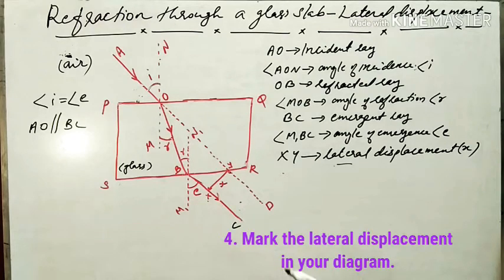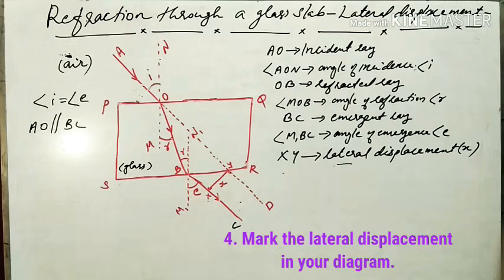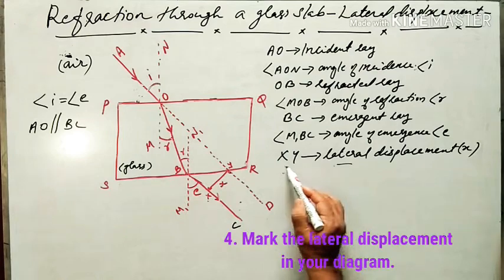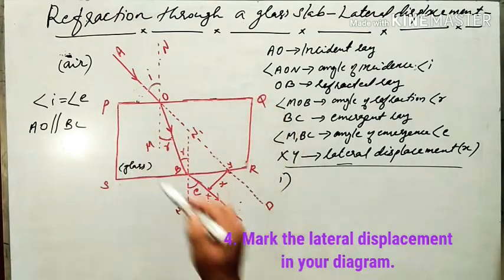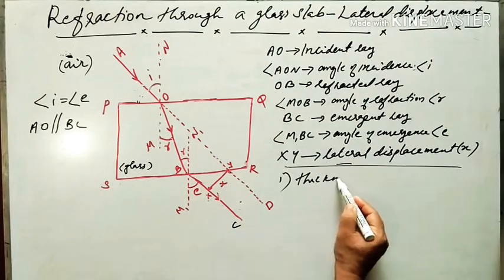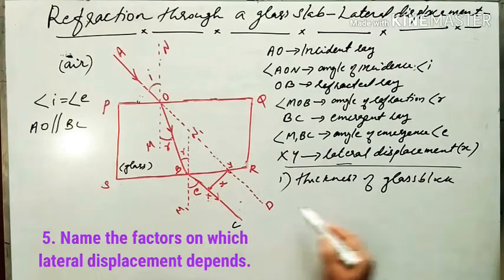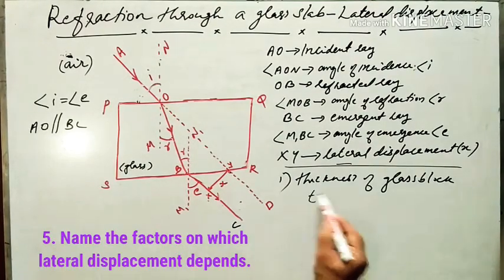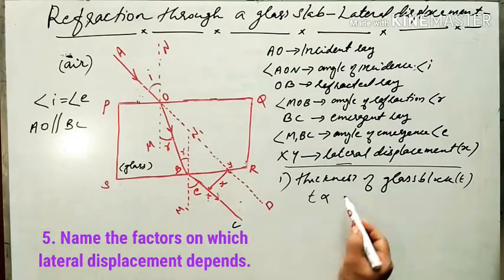So you may ask, what are the factors on which the lateral displacement depends? Because lateral displacement can vary in different situations. So the lateral displacement depends, of course, on the thickness of the glass block. I write the thickness as T. More the thickness, more will be the lateral displacement X. Thicker the glass, more will be the lateral displacement.